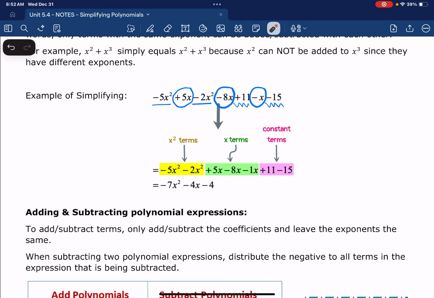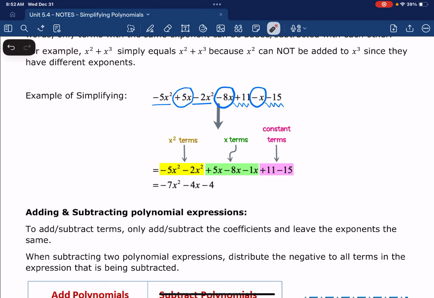When we have this negative 5x squared minus 2x squared, all you've got to do is combine your coefficients. So negative 5 minus 2 is where we get our negative 7 from. So this entire term is negative 7x squared. Then we have our x terms, our plus 5x, our minus 8x, and minus x. Remember that this minus x has an understood 1 in front of it, which is rewritten right down here.